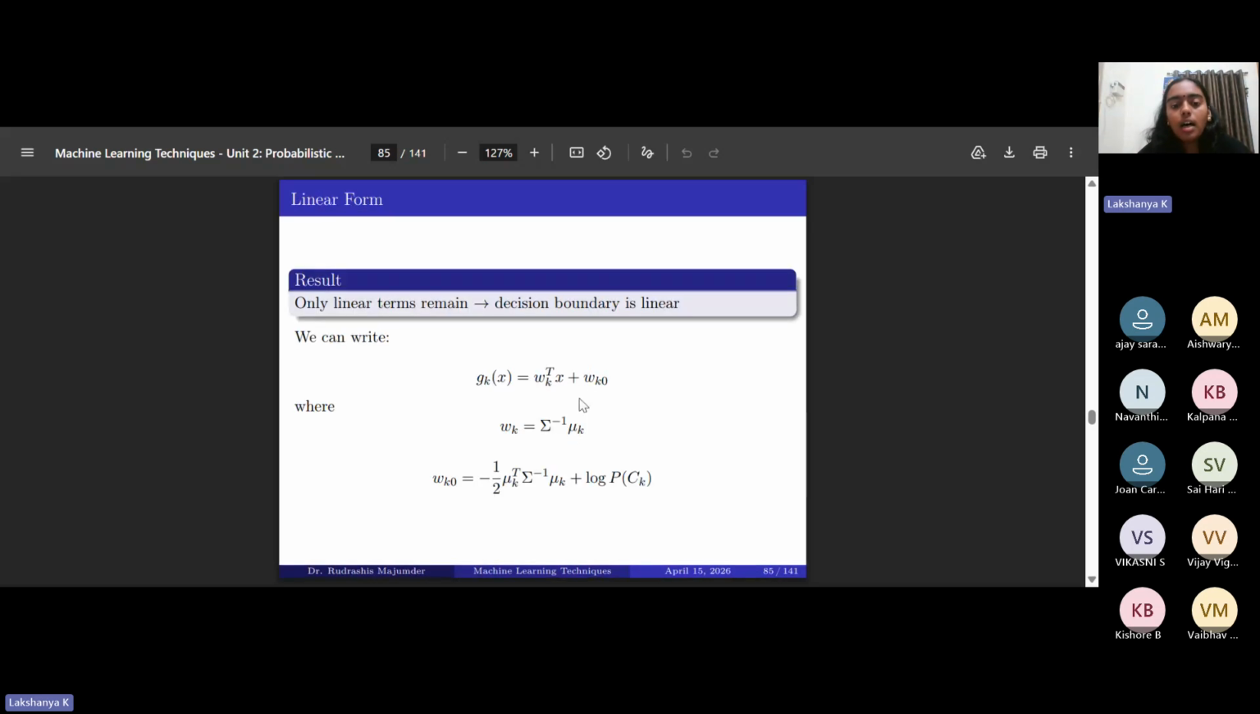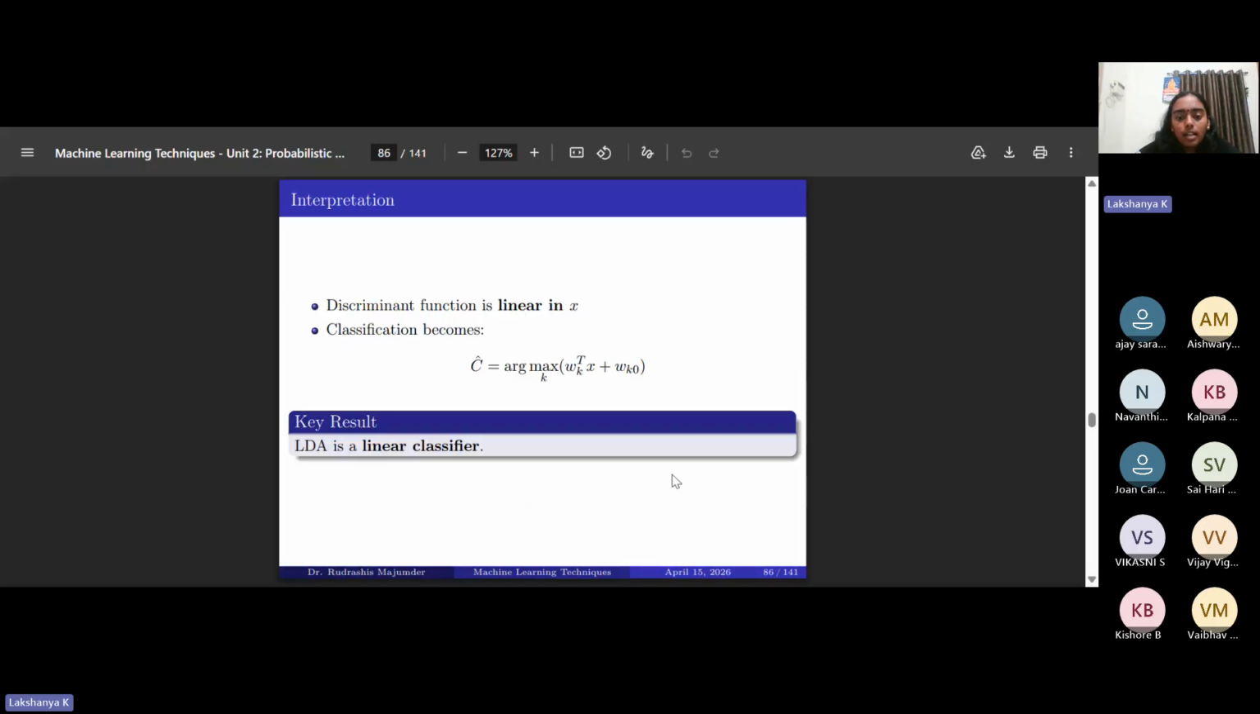So ultimately, when you work it out, this is the expression you'll get for the line of separation. G of x is going to be wk transpose x plus wk naught, where your wk is going to be some sigma inverse into your mean vector, and wk naught is going to be this big expression. So this is your LDA.